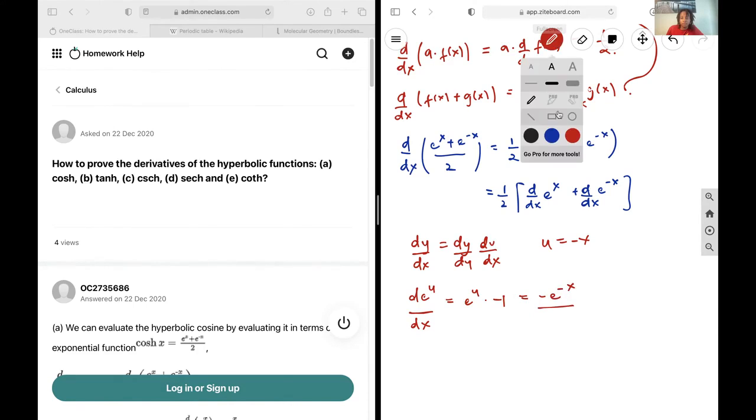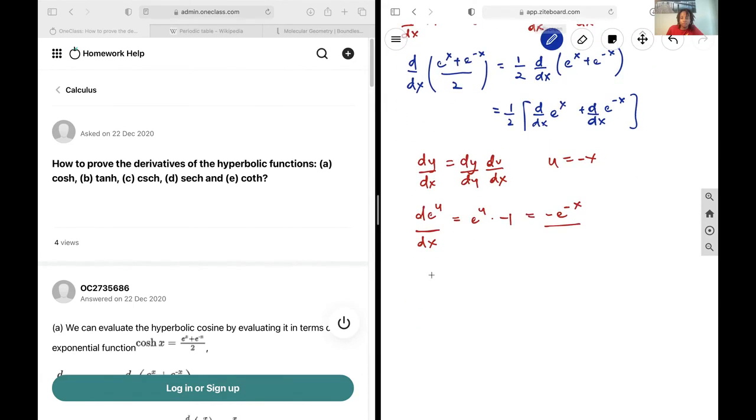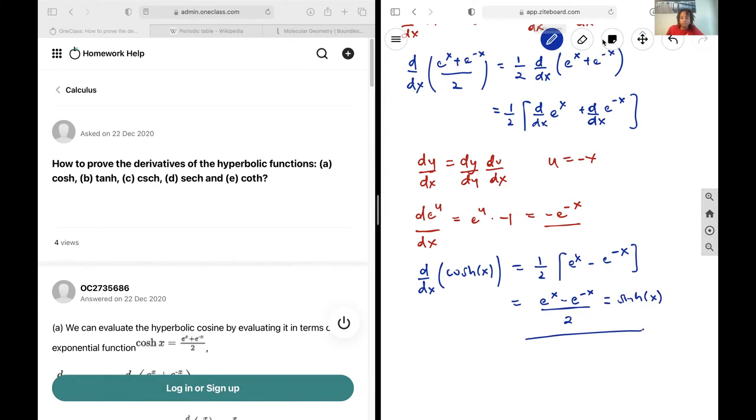And so what this will now become is that the derivative of this is equal to 1 over 2 into e to the x minus e to the minus x. And if we rewrite all of that, that becomes e to the x minus e to the minus x over 2. And this is also another hyperbolic function, sine. And that's your final answer for that one.